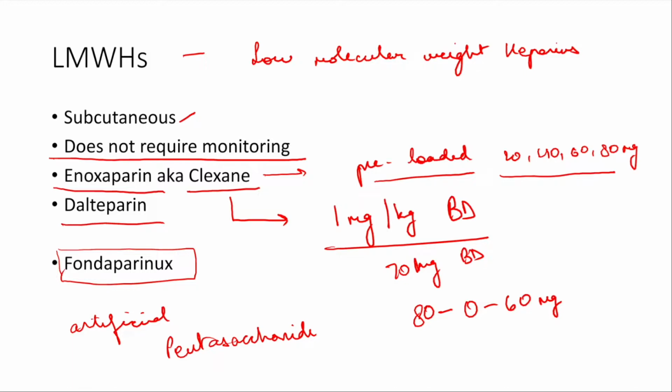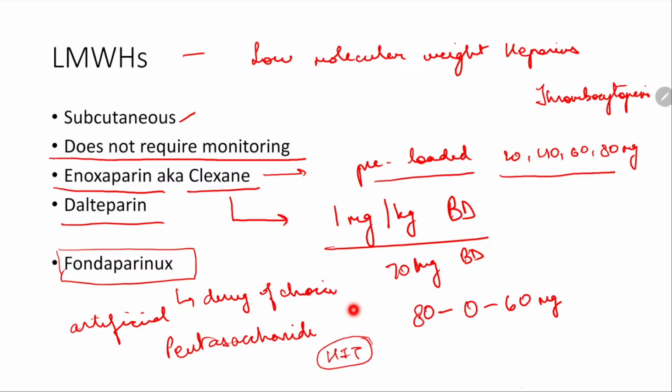So why I want you to remember Fondaparinux is heparin causes a side effect called thrombocytopenia. It can cause a fall in your platelets because it has significant anti-platelet action also. So when you have heparin-induced thrombocytopenia, you need to stop the heparin. Fondaparinux is a drug of choice when you have heparin-induced thrombocytopenia. So if you say what is the most common use of Fondaparinux, you must remember that it is a drug of choice for heparin-induced thrombocytopenia. That is very important to remember.